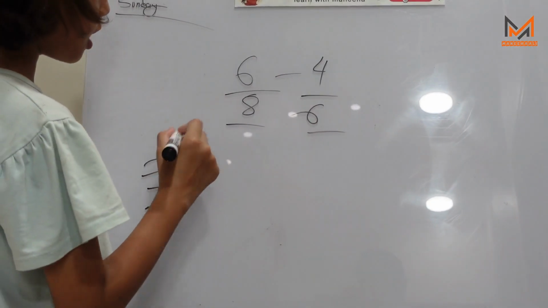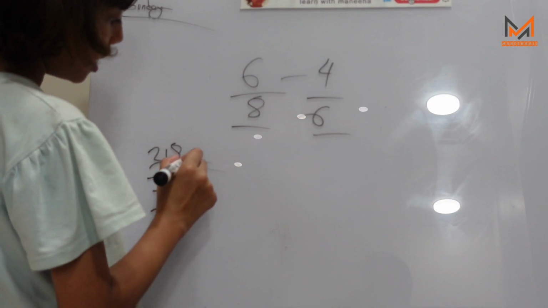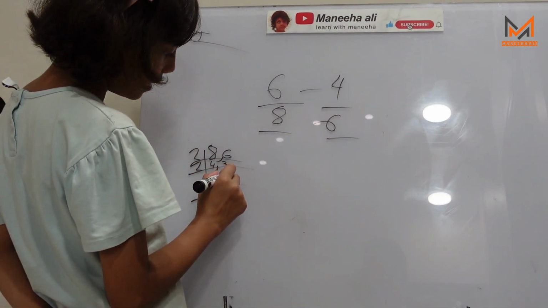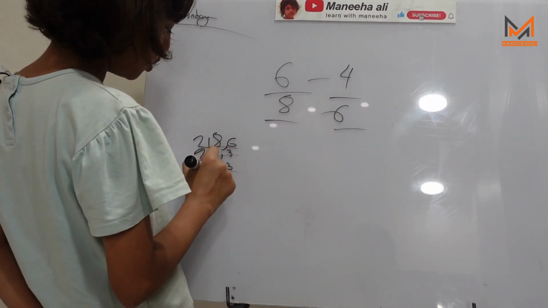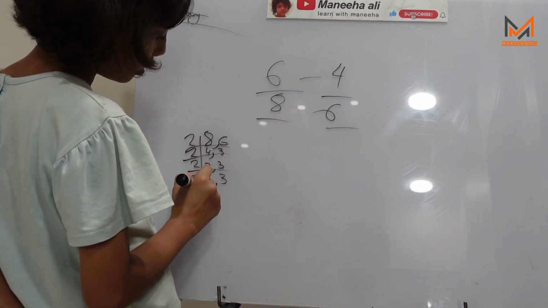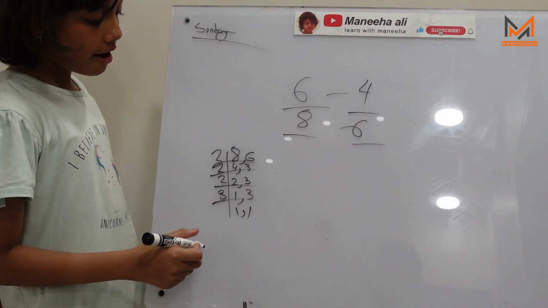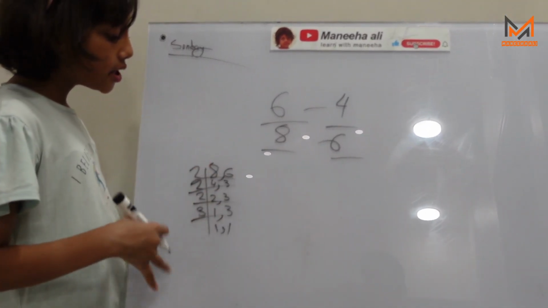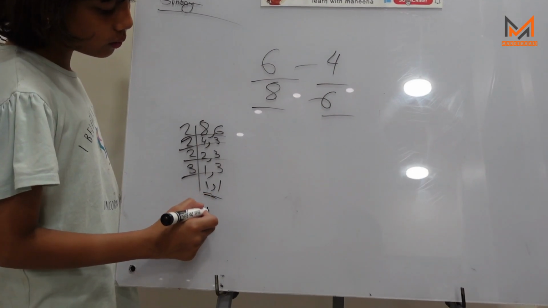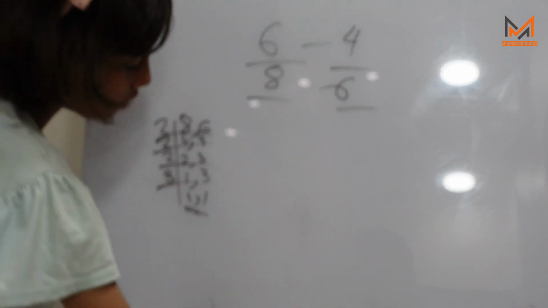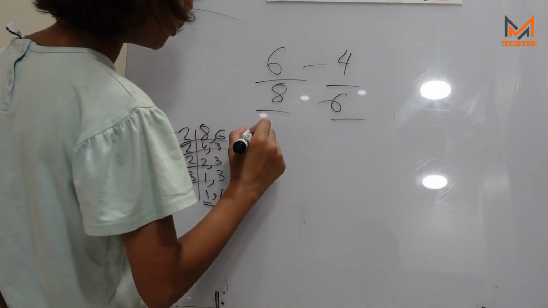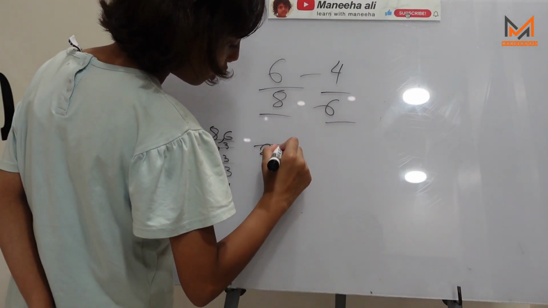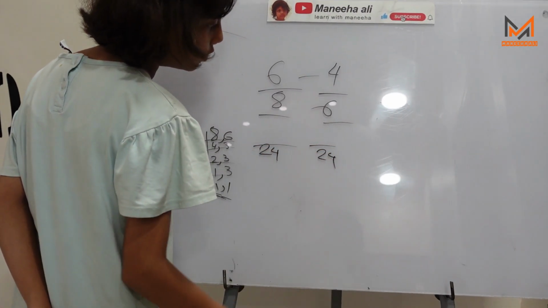8 and 6 both come in the 2 times table, so 2 fours are 8 and 2 threes are 6. 2 twos are 4 and 3 as it is, because it does not come in the 2 times table. And now 2 ones are 2 and 3 as it is, 3 ones are 3 and 1. We have to reduce the numbers as much as possible until the answer is 1. So 2 twos are 4, 4 twos are 8, 8 threes are 24. So both of their denominators are 24.